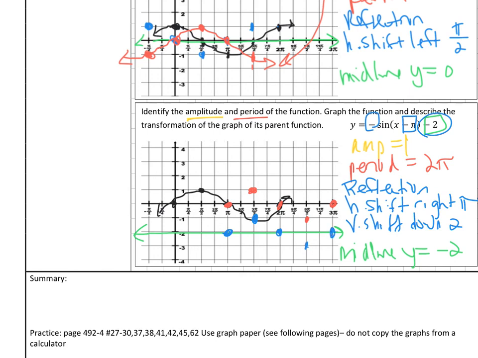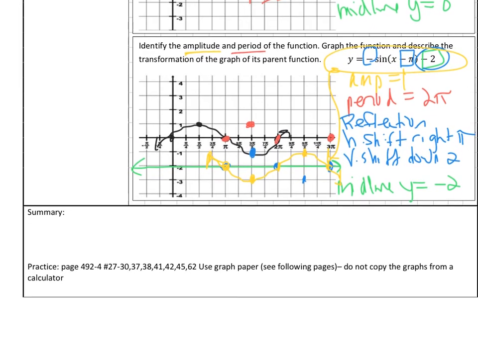And then last but not least, we're going to reflect everything. So I use yellow this time. So if it's on the midline, stays there. If it's not, it's going to reflect across the midline. And by now, you've done probably enough graphs to feel like, oh, this is upside down when you reflect it. So then that's our final one cycle of our sinusoid, negative sine of x minus pi, minus 2. Yay!